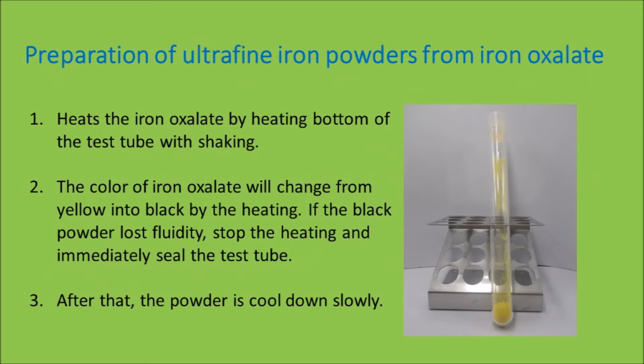The processes to get ultra-fine iron powders from iron oxalate are as follows. Heat the iron oxalate by heating the bottom of the test tube with shaking. The color of iron oxalate will change from yellow into black by the heating. If the black powder loses fluidity, stop the heating and immediately seal the test tube. After that, the powder is cooled down slowly.